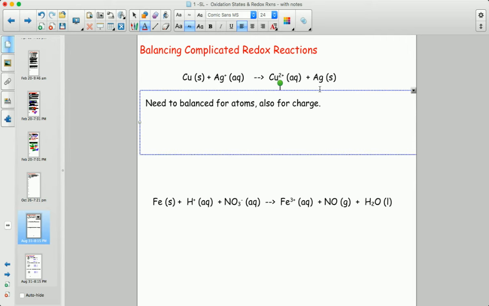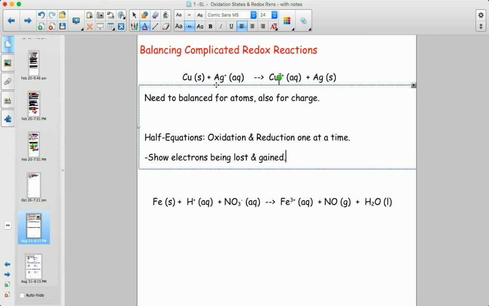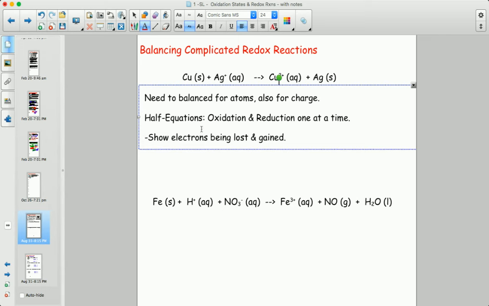So the key to balancing redox equations is splitting them up into half equations. Half equations mean that we're going to look at oxidation and reduction one at a time. And in these half equations, we are going to show electrons being lost and gained. So we're actually going to see electrons in the half equations. So what would that look like for this reaction?